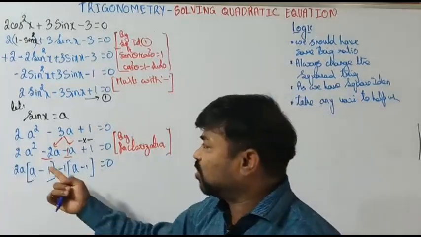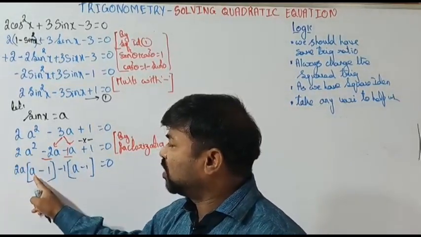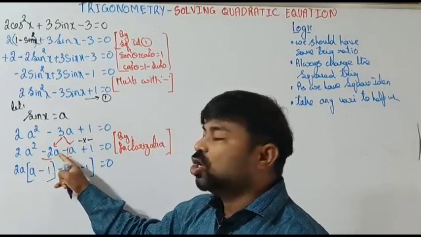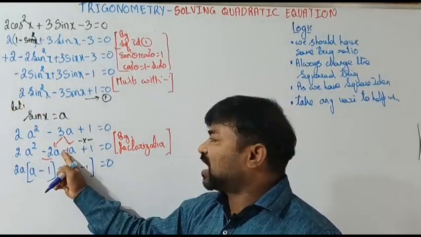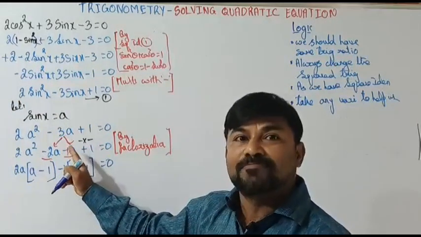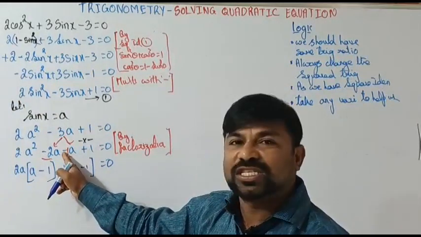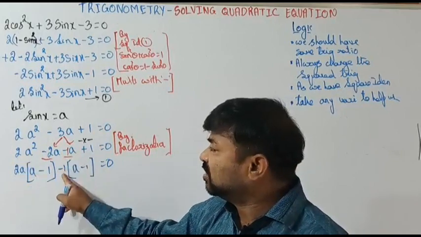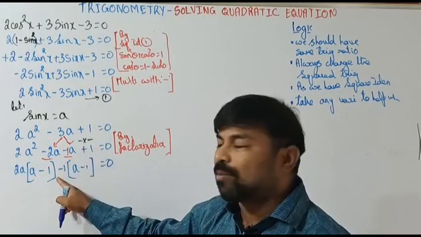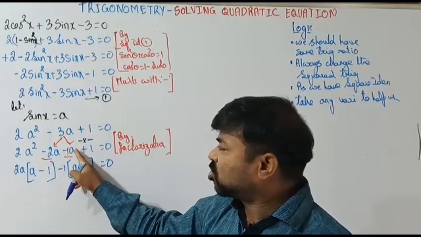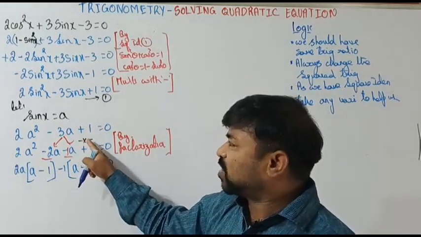Hope you are able to understand what I took. I took 2a as common, a is left; minus 2a, if you take it out, 1 is left over. What is the sign in front of the third term? Minus. Always take the sign which is in front of the third term. As minus is there, I took minus 1 as common. If you take minus 1 as common, a is there. Plus means minus into minus.